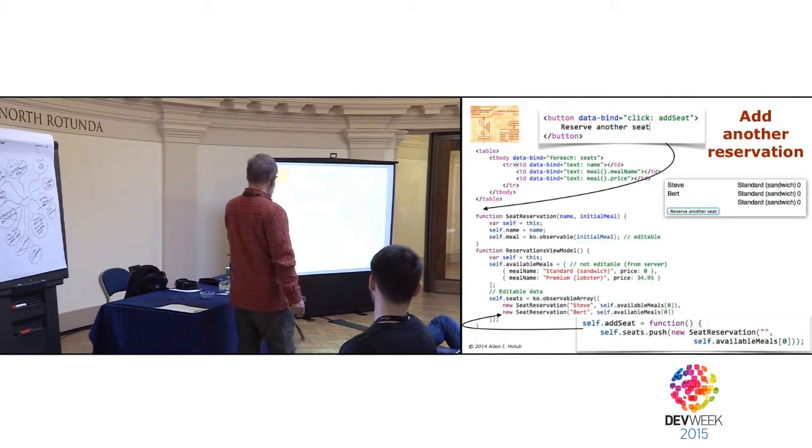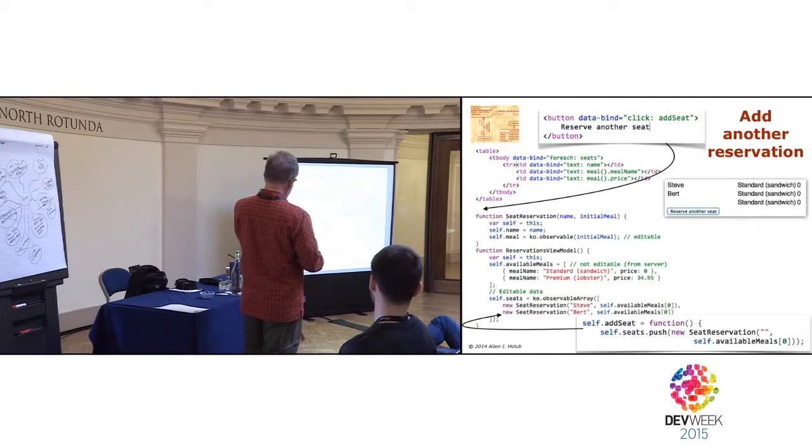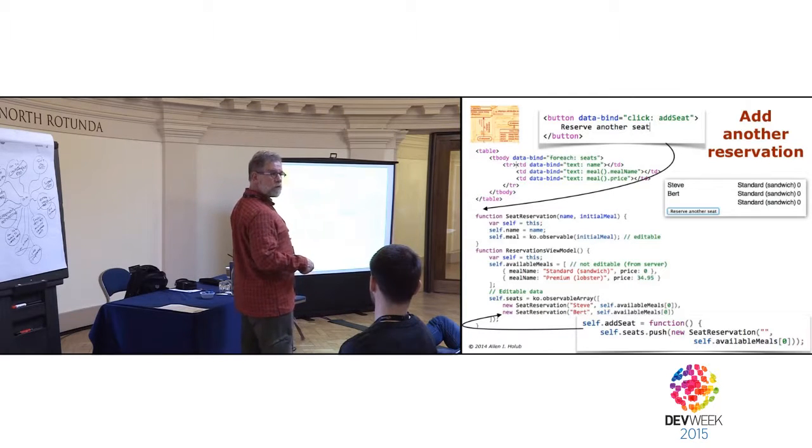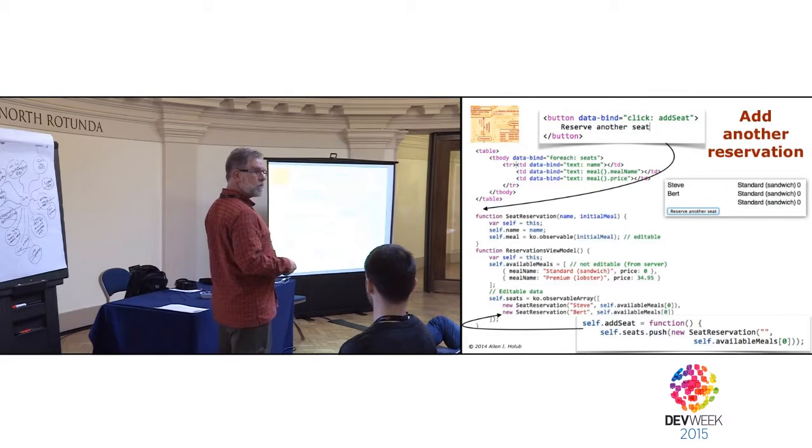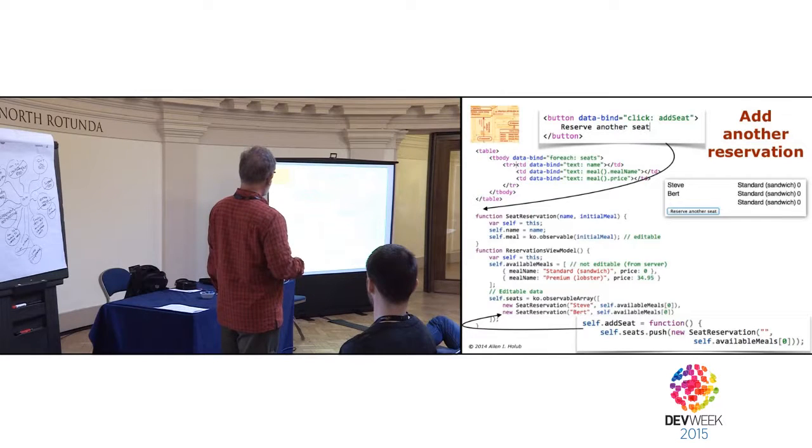So let's extend things a little bit. Now here's, I should have put this picture on the previous page, but here's the little UI. This was Steve, remember, was the name of our seat reservation, and the meal that Steve chose was a standard sandwich, right? That's this meal is the default. So what we're adding here now is a button that didn't exist in the earlier UI. This button that says reserve another seat. So here's a button, and it's bound to the add seat method through the click event.